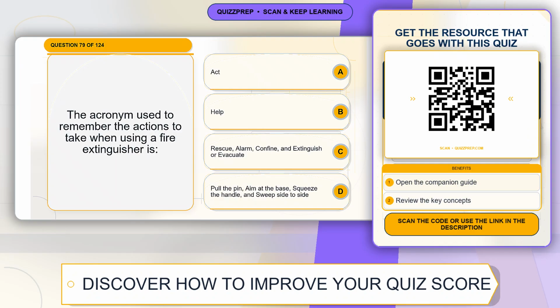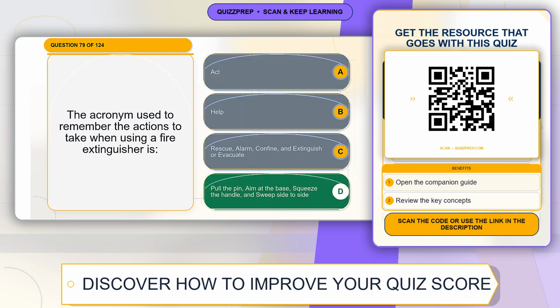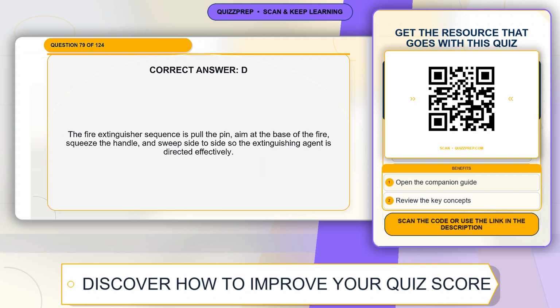Question 79. The acronym used to remember the actions to take when using a fire extinguisher is: Option A, ACT. Option B, HELP. Option C, rescue, alarm, confine, and extinguish or evacuate. Option D, pull the pin, aim at the base, squeeze the handle, and sweep side to side. The correct answer is option D. Explanation. The fire extinguisher sequence is pull the pin, aim at the base of the fire, squeeze the handle, and sweep side to side so the extinguishing agent is directed effectively.